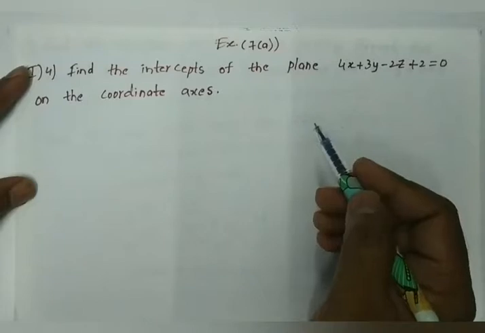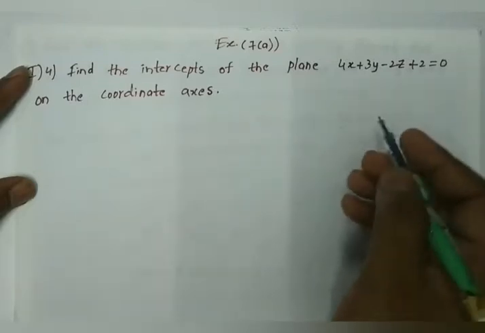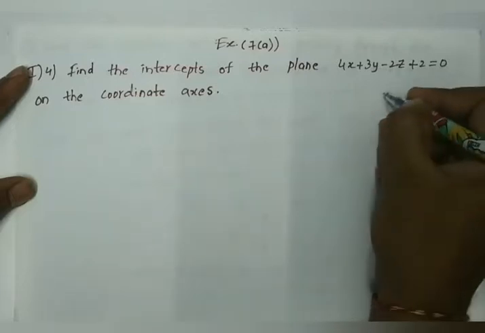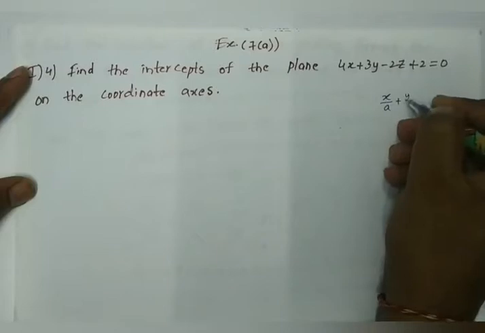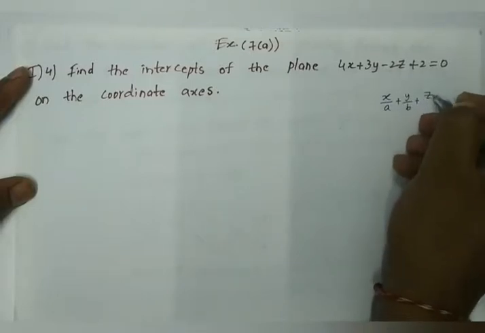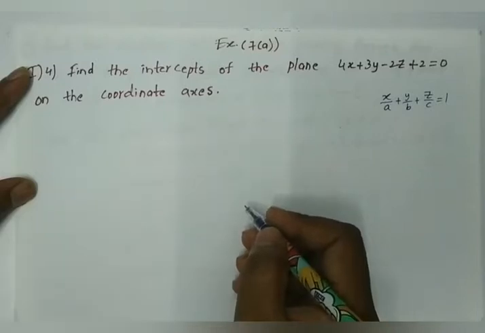Already we know the equation of a plane in intercept form. So here the equation of a plane in intercept form is given by x/a + y/b + z/c = 1.